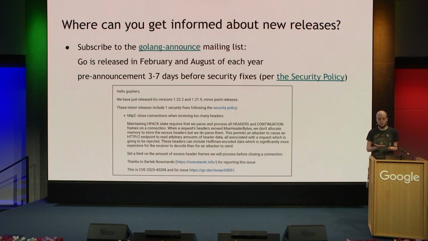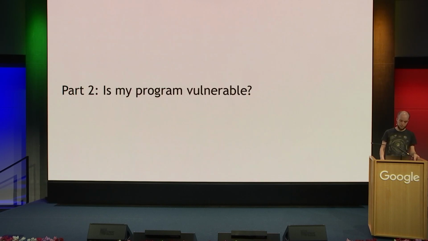Okay, so where can you get informed about a new release? You don't want to check your installation every day. Instead, you can subscribe to the golang-announce mailing list. You can also just put an entry in your calendar because you know that Go is released in February and in August of each year. So that's very predictable. What isn't predictable is whenever security issues are found and we need to make a security release. However, there are pre-announcements for each security fix that go out 3 to 7 days before the actual fix release, so that you have some time to start internal processes, get approvals, resources, preparation, whatever you need to do, but at least you'll have a nice heads up about it.